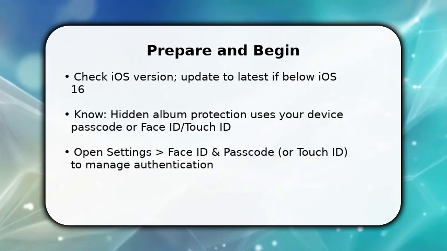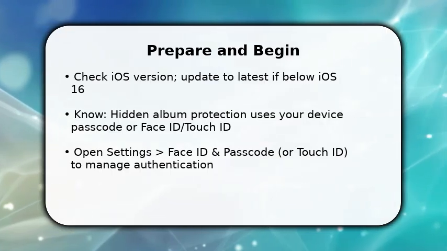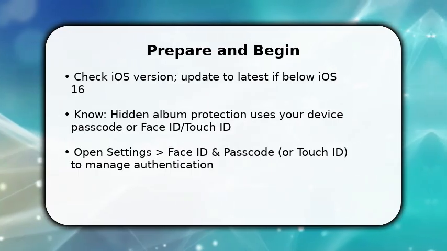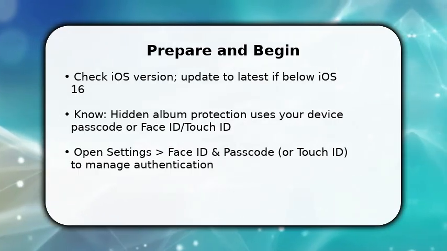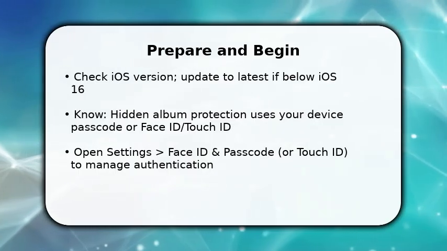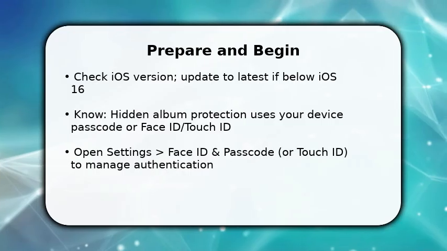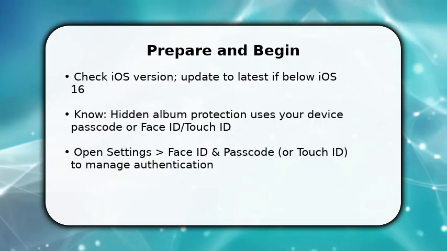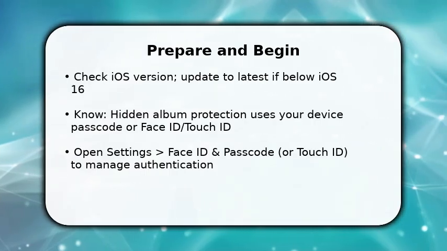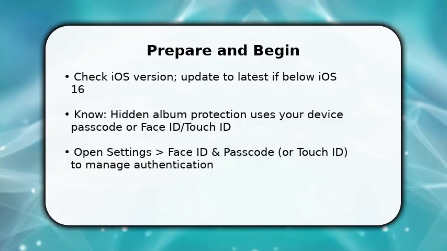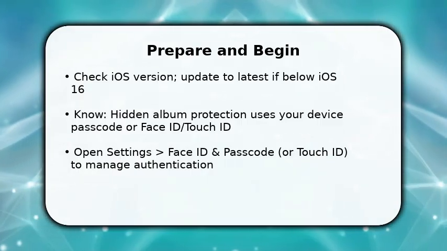You start by confirming your iPhone is up to date because behavior changed around iOS 16. Once done, understand that the hidden album relies on your device authentication, Face ID, Touch ID, or the device passcode. Now open Settings and go straight to Face ID and passcode or Touch ID and passcode on older iPhones. Authenticate. Make sure you remember your current passcode because you'll change it in the next steps.